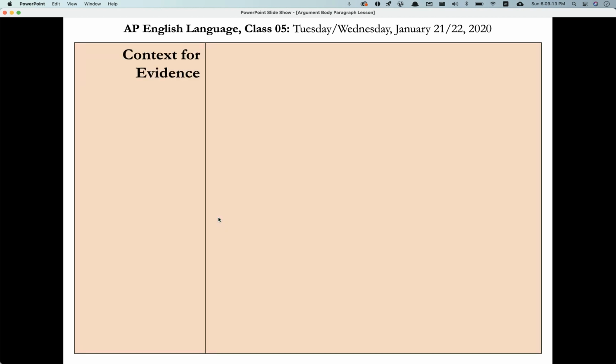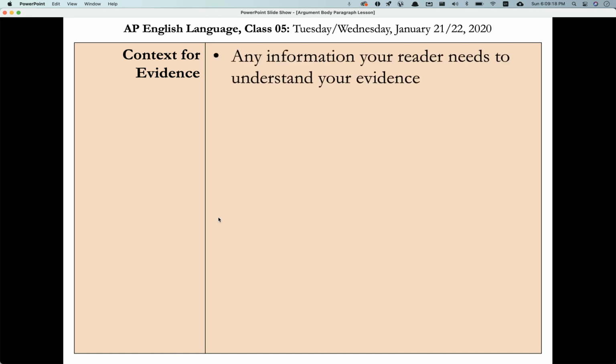All right, so next is context for the evidence. This is just any information your reader is going to need to understand your evidence. If you're using an example from history, you'll want to give some historical background. Don't worry about slightly overdoing it. It's much better that you add more context than is really necessary, than not including enough context.